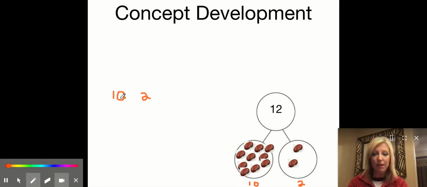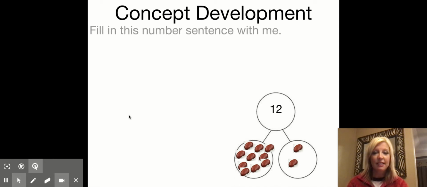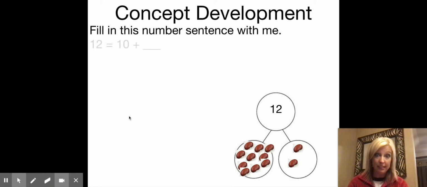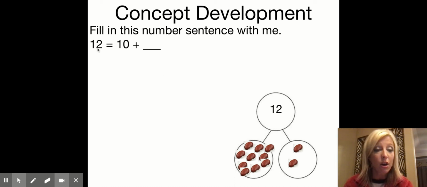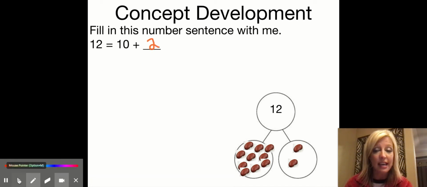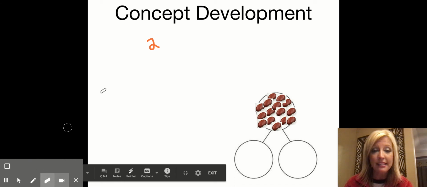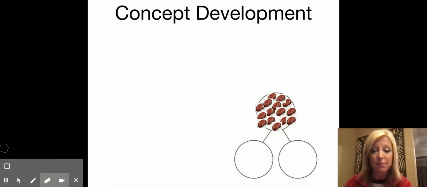Let me erase that work so it'll get off of this screen. All right. Now, I want you to fill in another number sentence with me. 12 equals 10 plus what? So what's the missing part up here? Our whole is 12. We have a part that's 10. What's the other part? What do you see? 2. Very good. 12 equals 10 plus 2. Let me erase that so we can get started with our next problem.